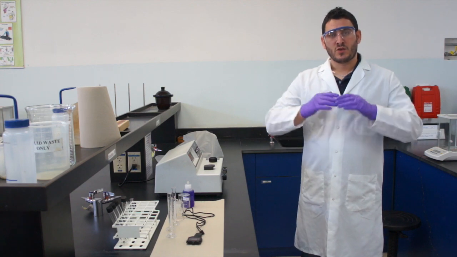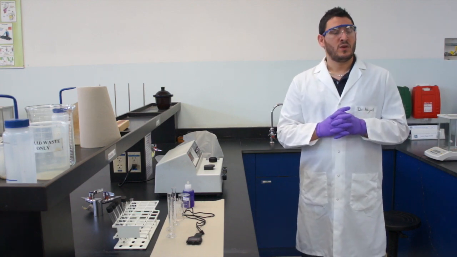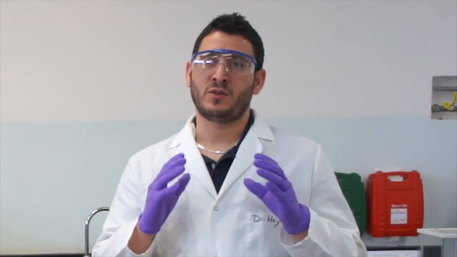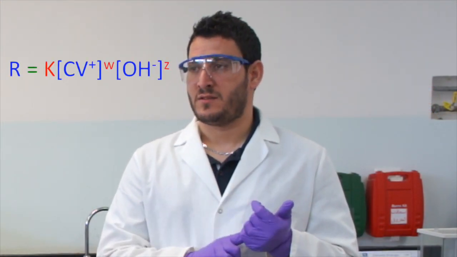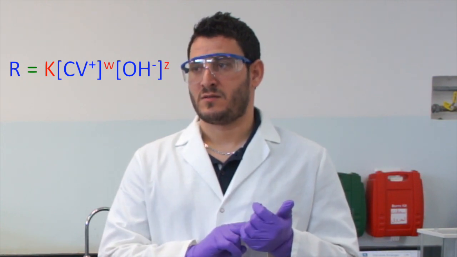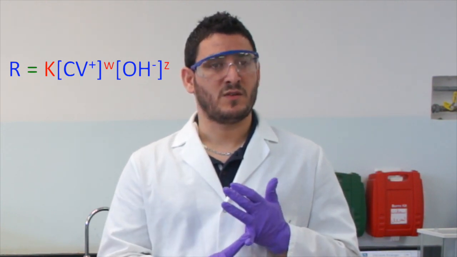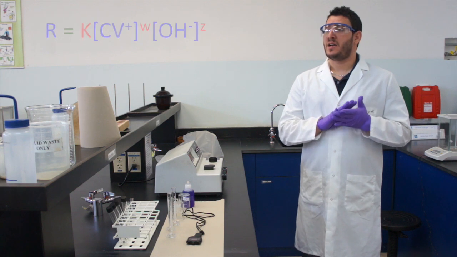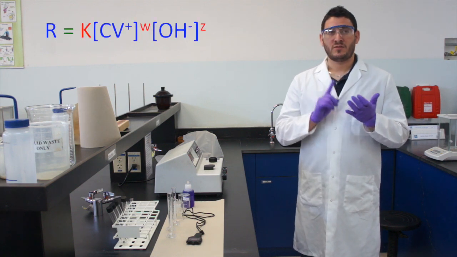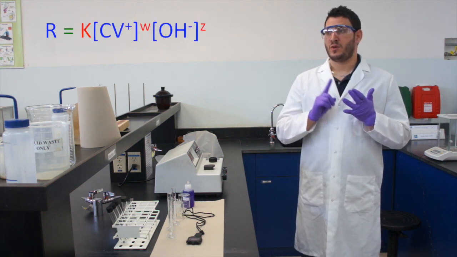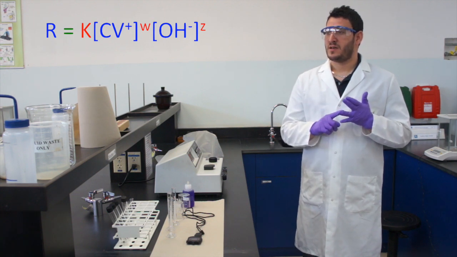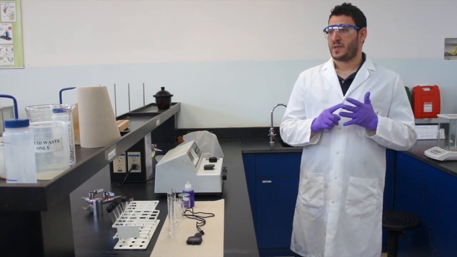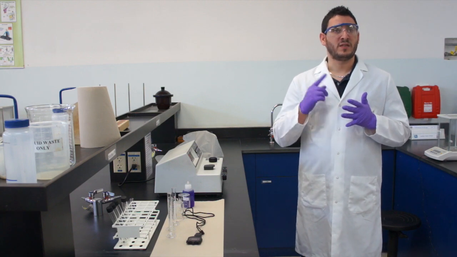Before all this, we need to understand our reaction. There are two reactants, and therefore the rate might depend on both concentrations: the concentration of CB+ and the concentration of NaOH. Therefore, we have three unknowns to determine: the rate constant, the order in CB+, and the order in OH. And this is going to make it more complicated.